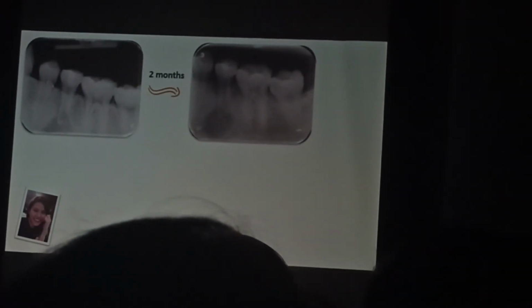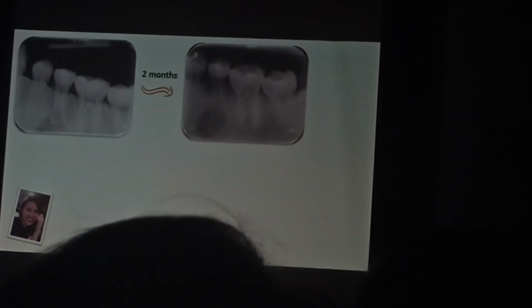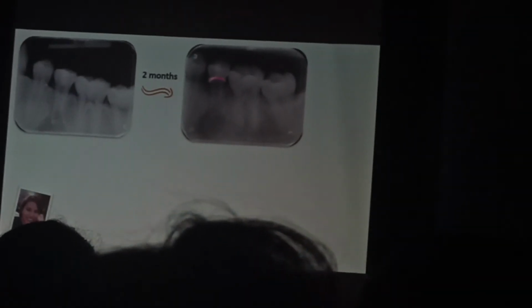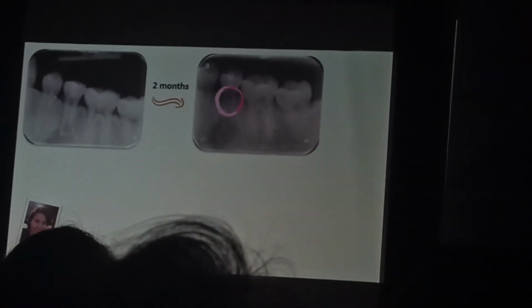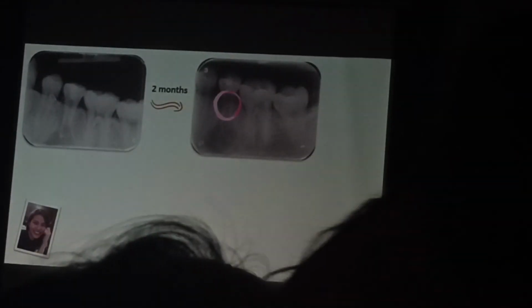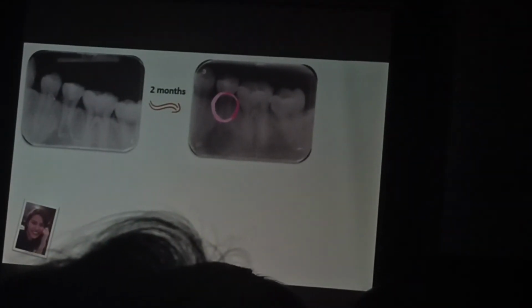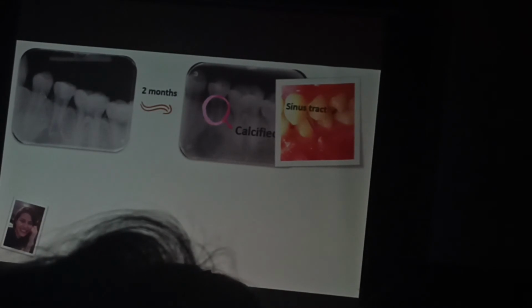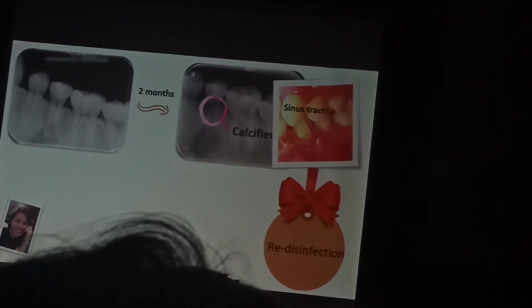After checking up for 2 months, it seems to be okay in the X-ray. If you can see, we found the root formation inside the tooth. However, in this case, the patient presented with a sinus tract after the treatment for 2 months. So it means that some bacteria may be left inside the tooth. So we decided to re-disinfect it again.